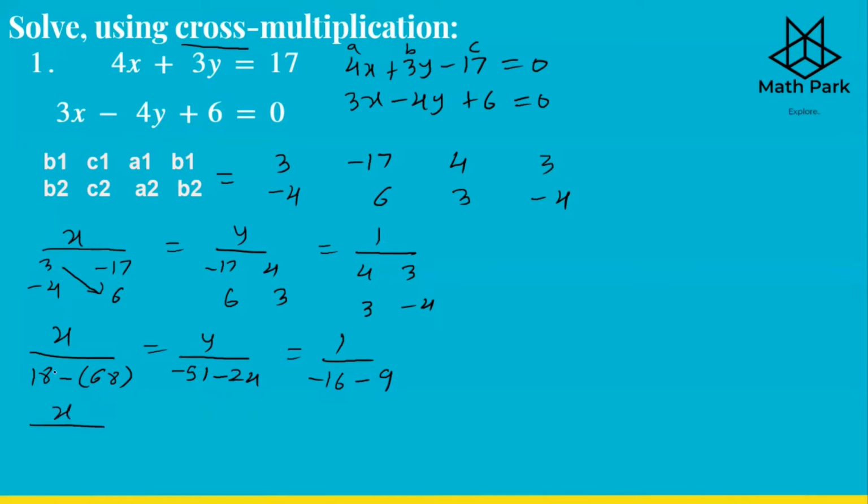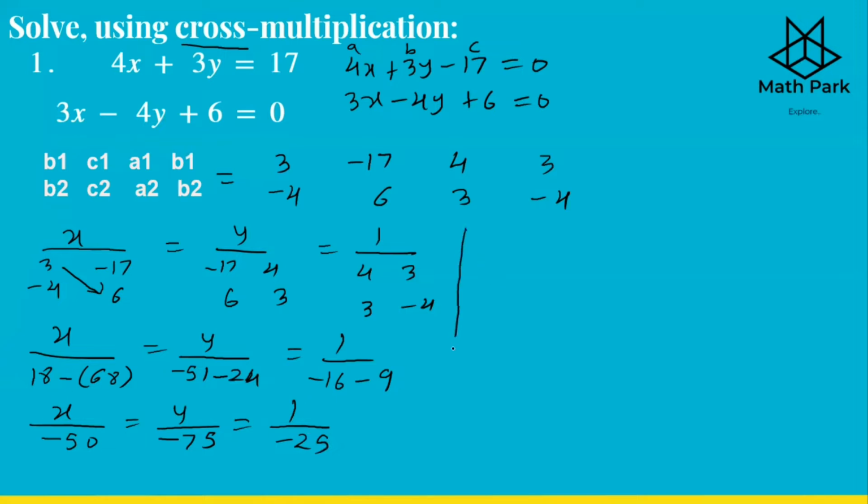So let us simplify this. We get x upon 18 minus 68, which is going to be minus 50, which is equal to y upon minus 51 minus 24, we get minus 75, which is equal to 1 upon minus 16 minus 9, which is minus 25. Done. So now this is all equal, this is the formula.